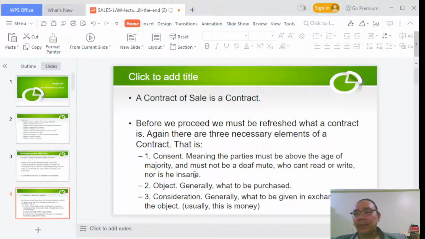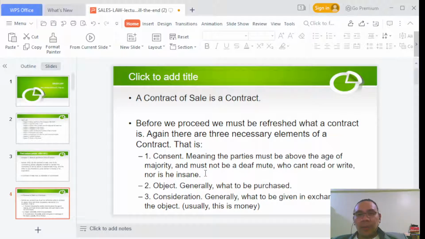So what's consent? Consent means the parties must be above the age of majority, meaning above the age of 18, and must not be deaf, mute, or unable to read or write, nor insane, and they gave their consent to enter into that contract of sale. So ibig sabihin, kapag bata below 18, meaning 17 and below, hindi pwedeng makapasok sa isang contract of sale. Kapag naman siya ay deaf mute, who cannot read or write, hindi rin siya pwedeng pumasok sa contract of sale. O kaya kung siya ay isang baliw, hindi rin siya pwedeng makapasok sa contract of sale. Hindi siya makapagbigay ng consent. So that's absolutely important.